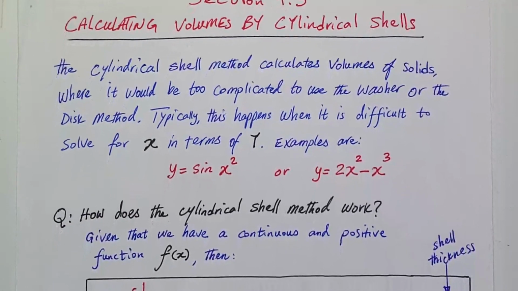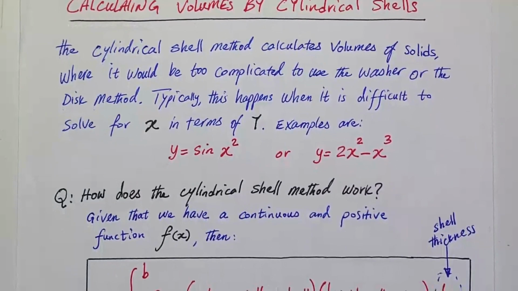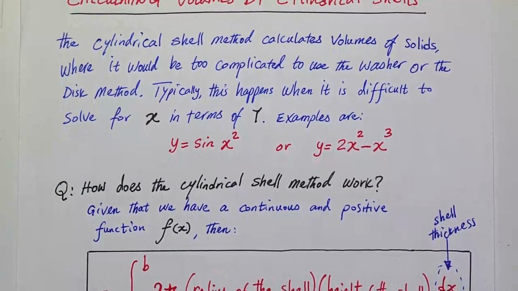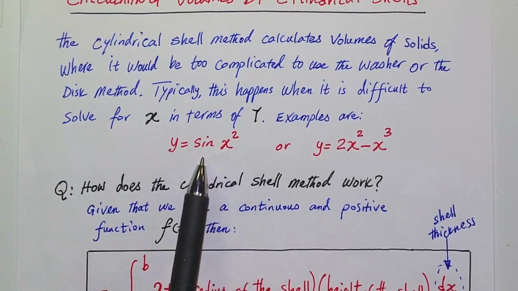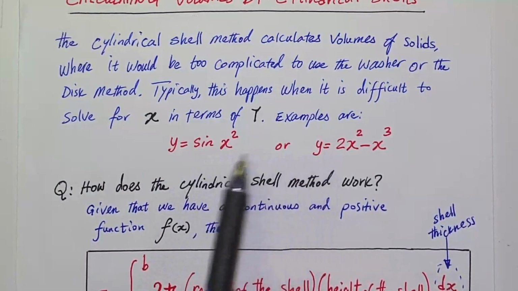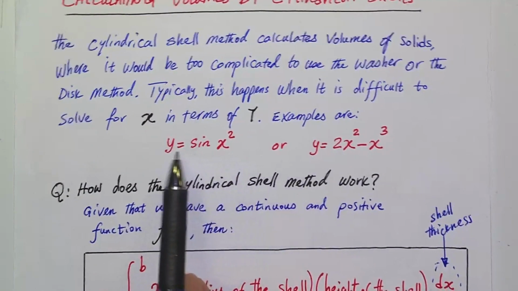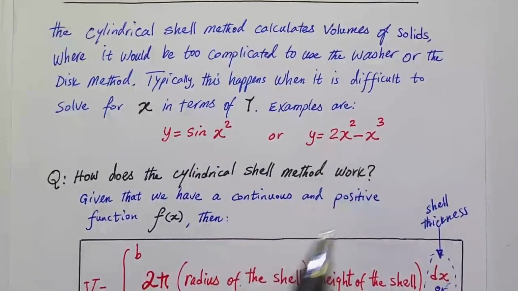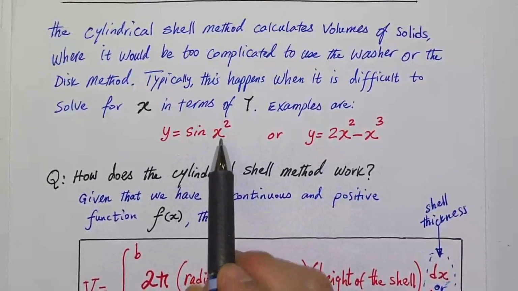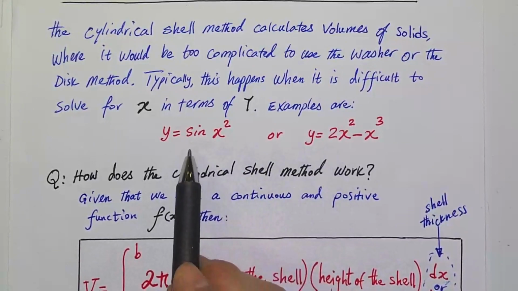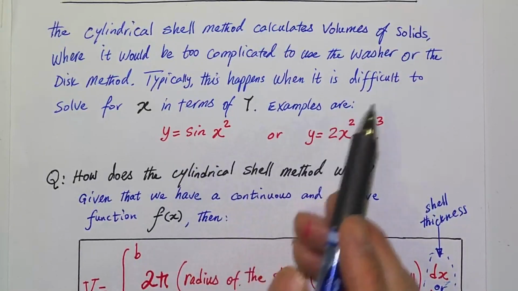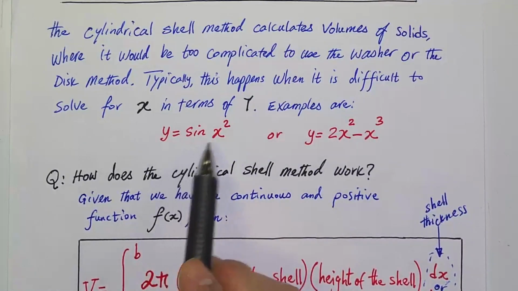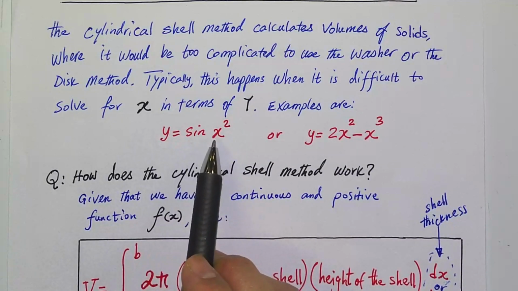Specifically, we're talking about cases where it is very difficult to write a function in terms of x. So you see two examples of it here. We have these two functions given in terms of x, but let's say we want to write these in terms of y. If we wanted to write this function in terms of y, we would have to solve for x, right? And that would be very difficult or not even possible.